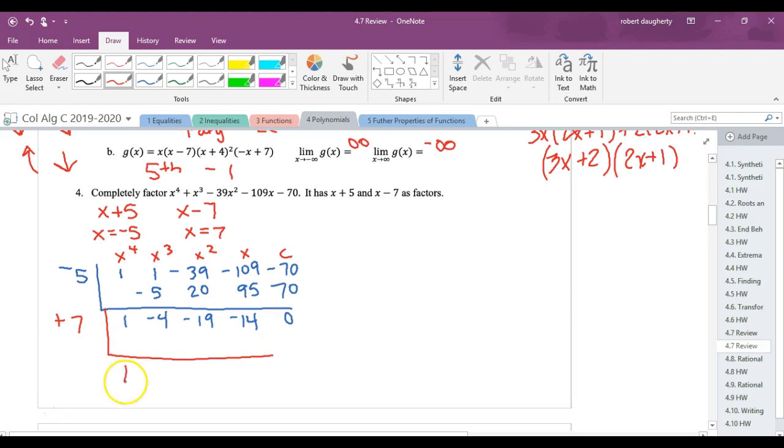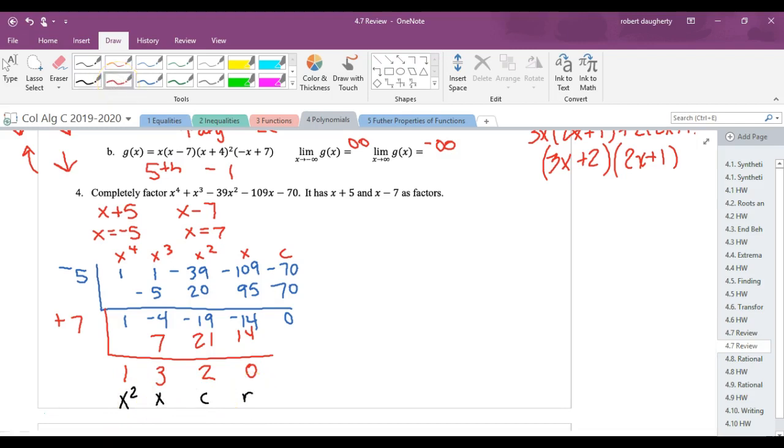So bring the 1 down. 1 times 7, 7 minus 4 is 3. 7 times 3 is 21. Subtract that to get 2. 7 times 2 is 14. That gives me 0. Okay. So since I did 2 synthetic divisions, this is my x squared, my x, my constant, and my remainder.